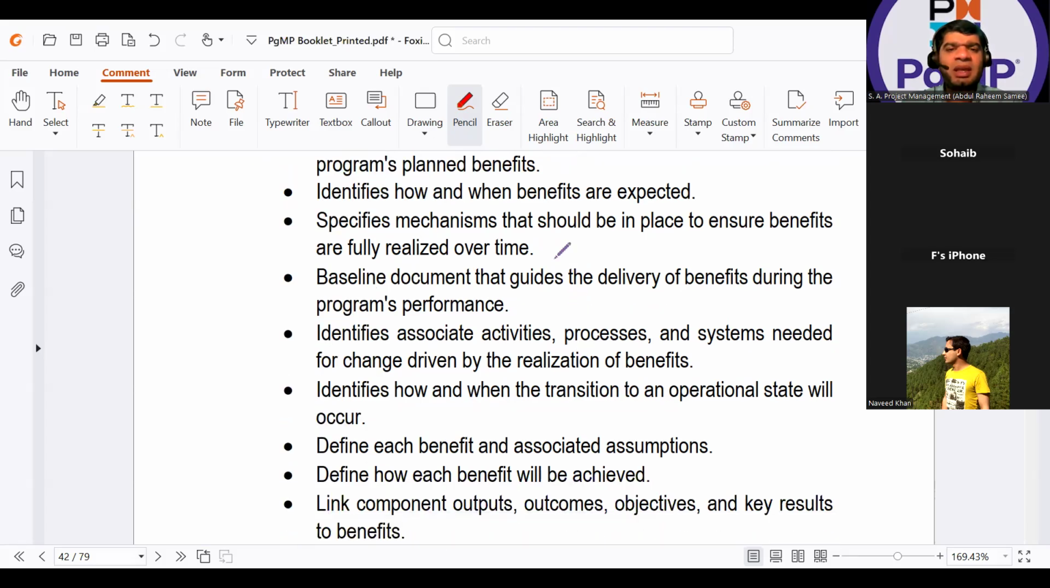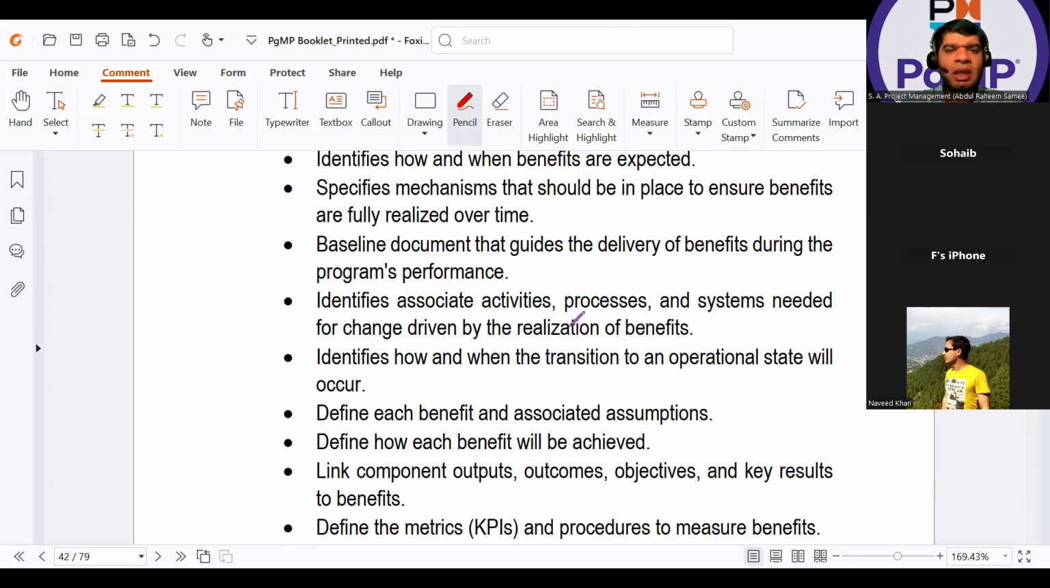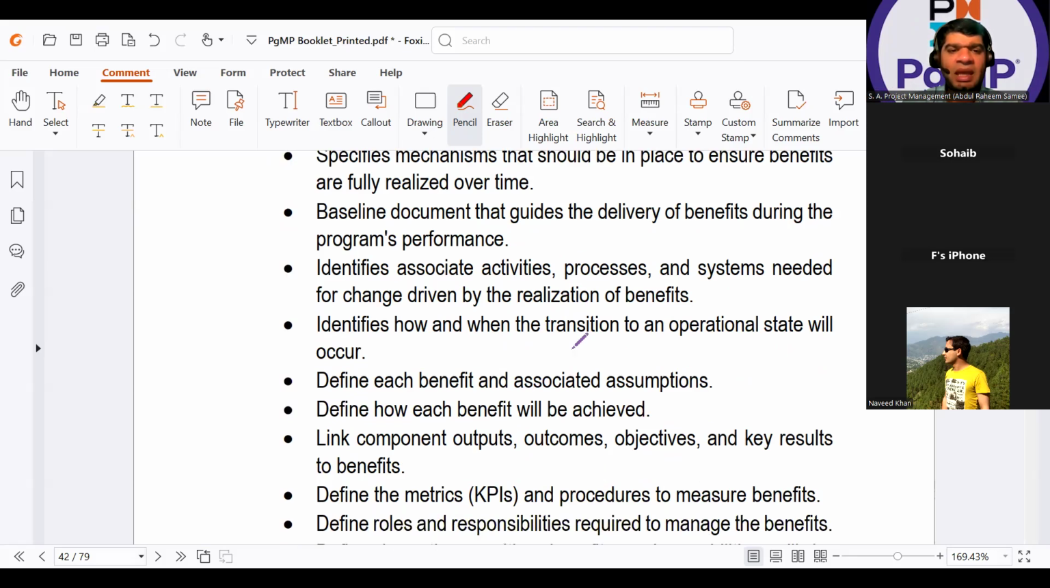Specifies mechanisms that should be in place to ensure benefits are fully realized over time. It means I'm getting the complete benefits over time. That is your plan. It is the baseline document that guides the delivery of benefits during the program's performance. The plan is the guiding document that will tell you how you are going to achieve or realize your benefits.